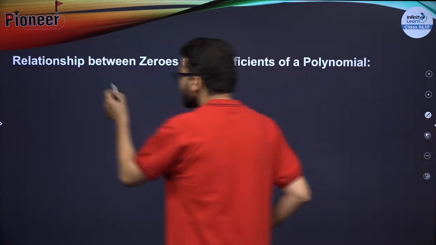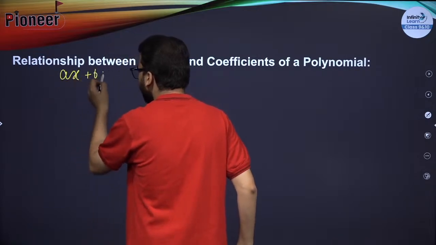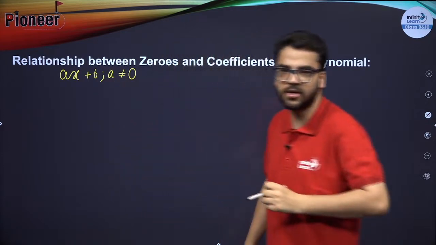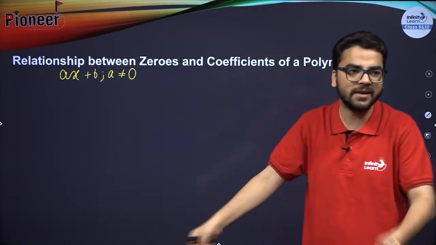So if you have got the standard form of a linear polynomial, that is ax plus b, right? And obviously a cannot be equal to 0, the coefficient of x cannot be equal to 0, because if a is equal to 0, it will not remain a linear polynomial.